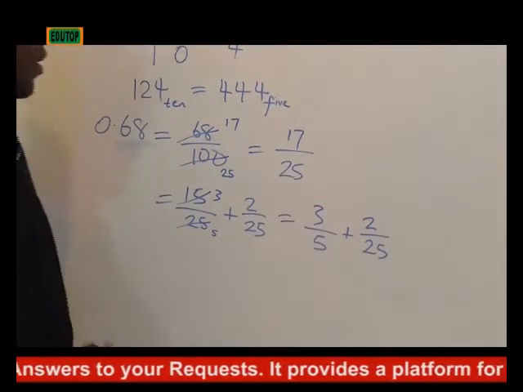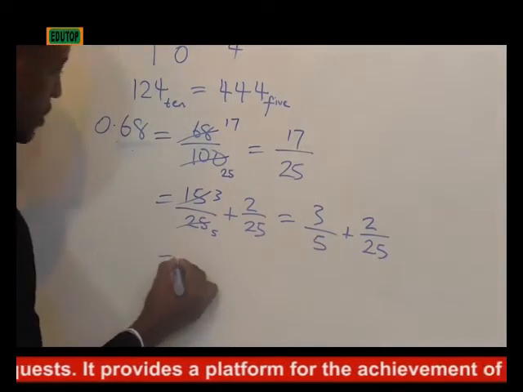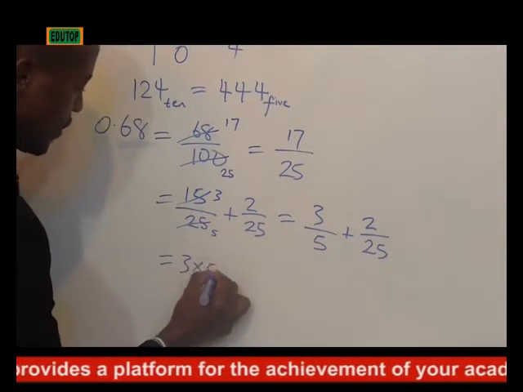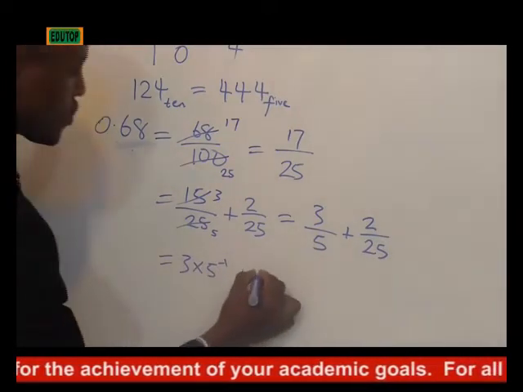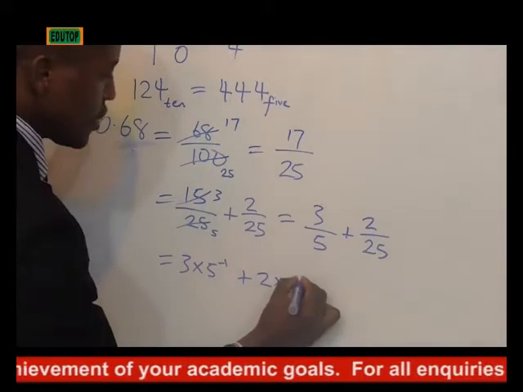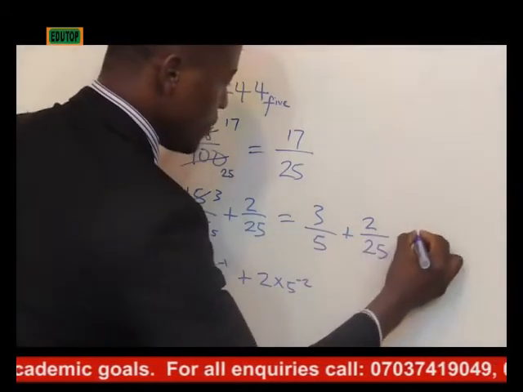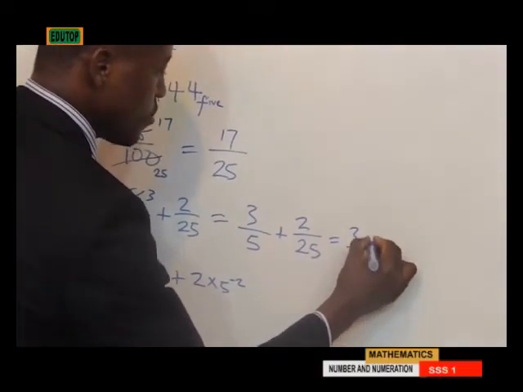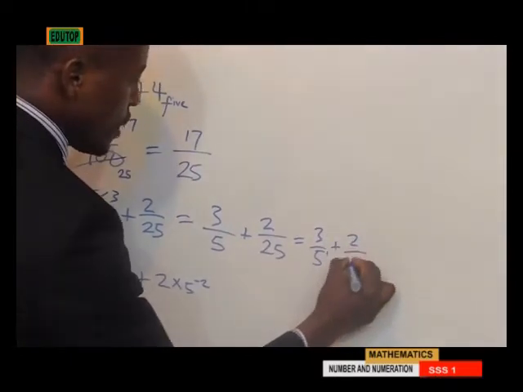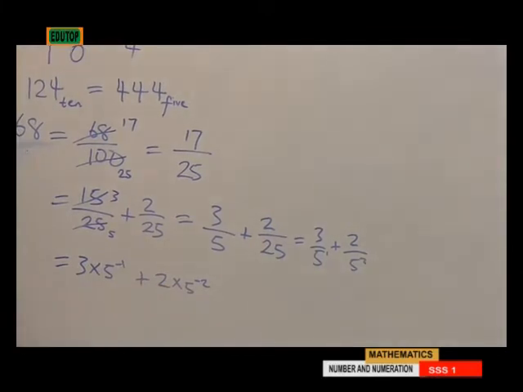Now expressing this in a straight format, not in a fraction format, we will have 3 times 5 raised to the power minus 1 plus 2 times 5 raised to the power minus 2. That is equal to 3 over 5 raised to 1 plus 2 over 5 raised to 2. So, can you see that this is quite similar to things we've been solving before?